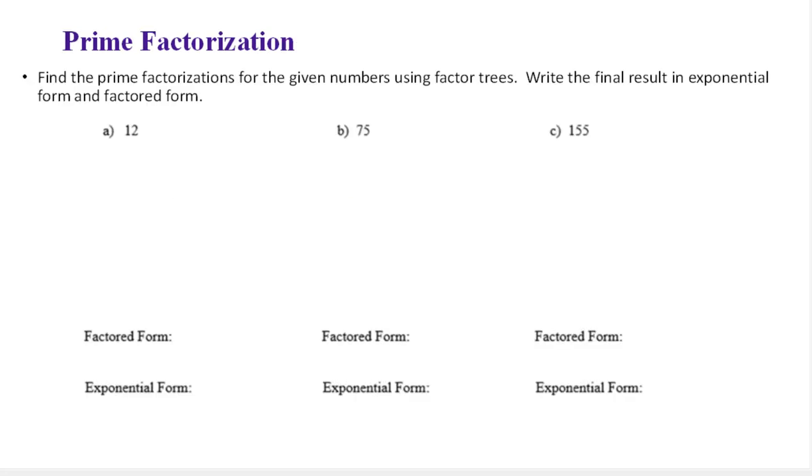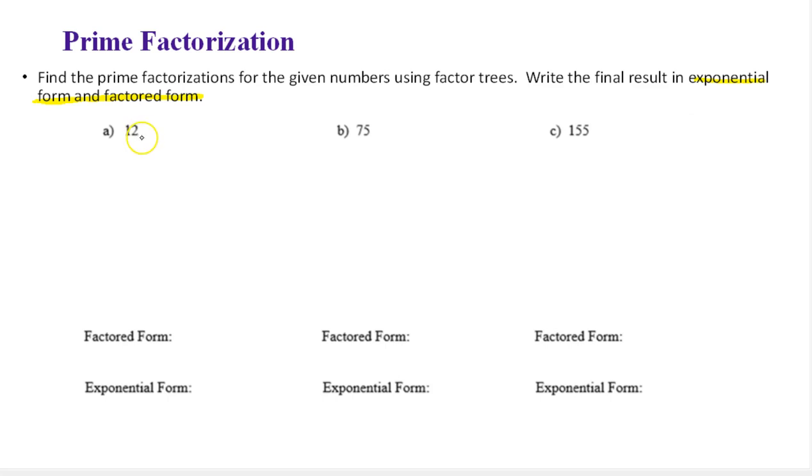So find the prime factorizations for the given numbers using factor trees. Write the final result in exponential and factor form. So we'll see what that means. Now, a good way to start: a number that's divisible by 2 ends in 0, 2, 4, 6, or 8, and a number that's divisible by 5 ends in 0 or 5. So a good way to start is to see if the number ends in either of those, and then that could be your first factor pair.